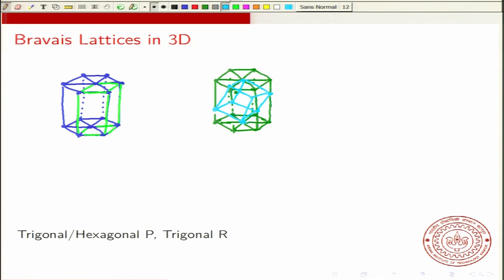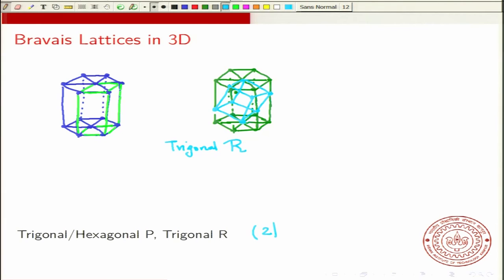So it's a hexagonal cell with these four additional points, and these four effectively, each of them, so it actually has six additional points, but each of them contributes only 1/6. So each of them contributes 1/3. So this is called an R centered hexagonal, or it's called a trigonal R. So this can be obtained from the hexagonal cell, and this is the 14th Bravais lattice.